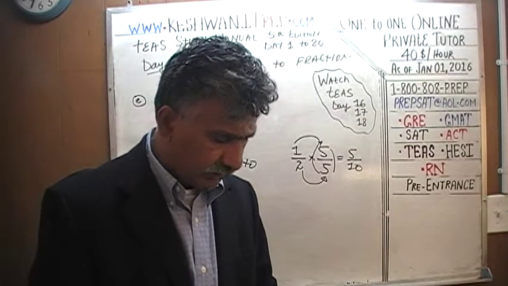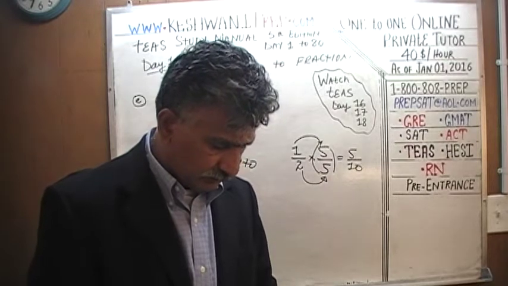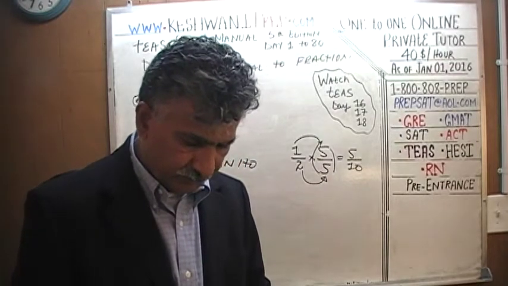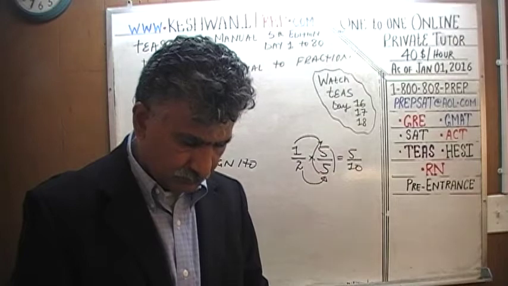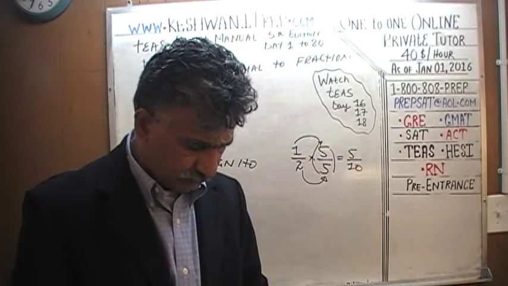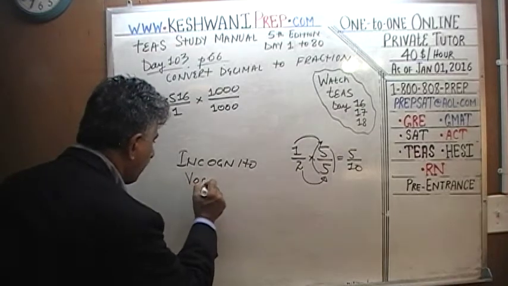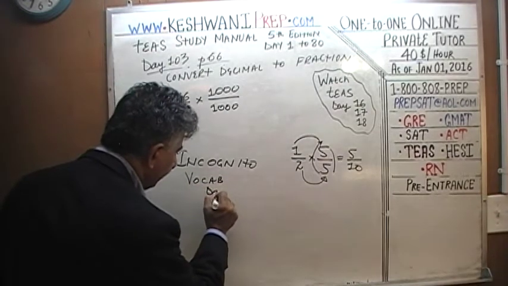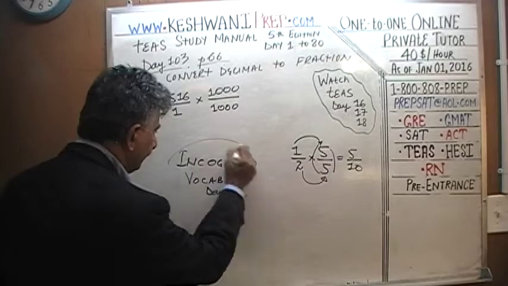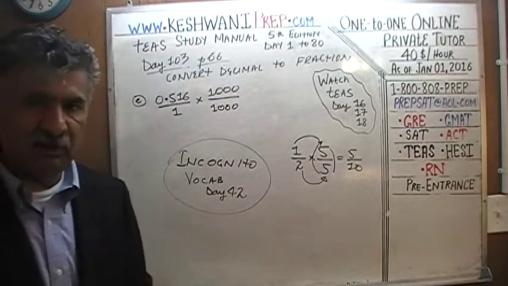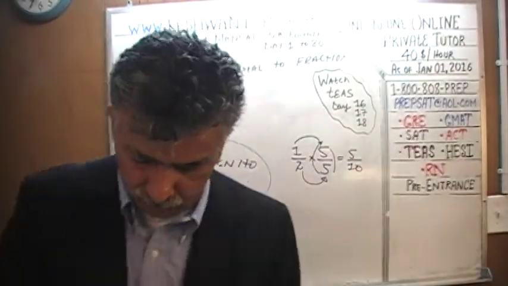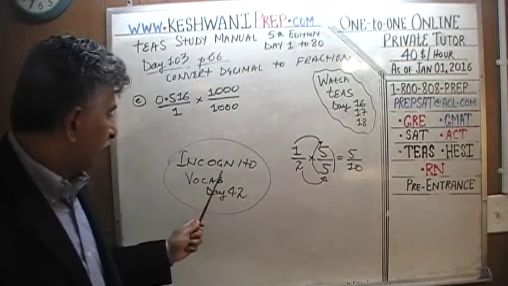incognito. I'm looking under I, just give me 1 second. Sometimes it takes longer to do things fast, you understand? But give me a second. Oh, there you go, day number 42 it looks like. Vocab, day 42.